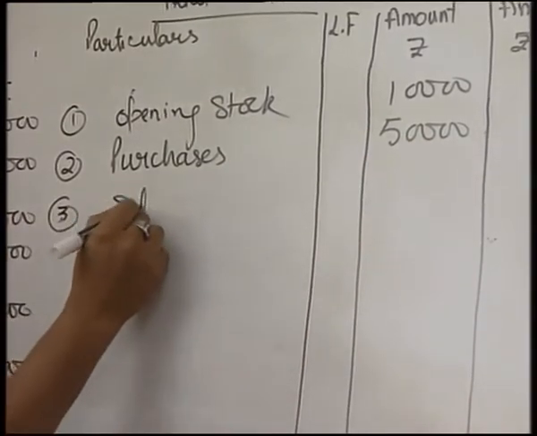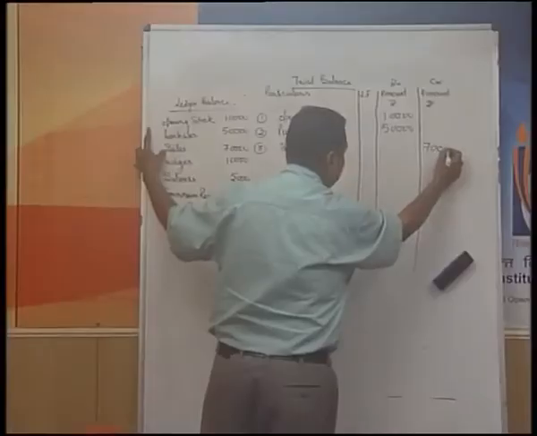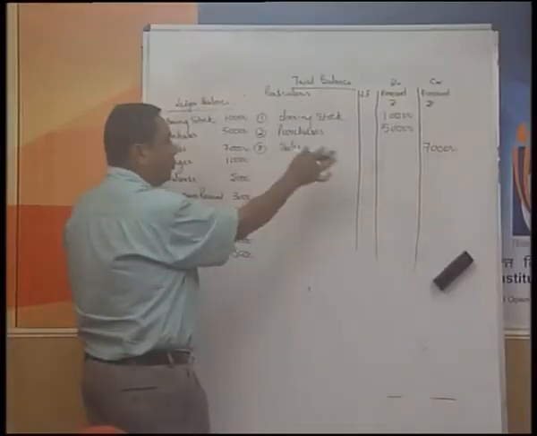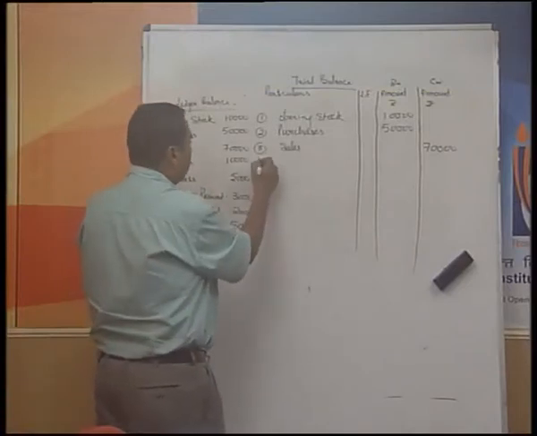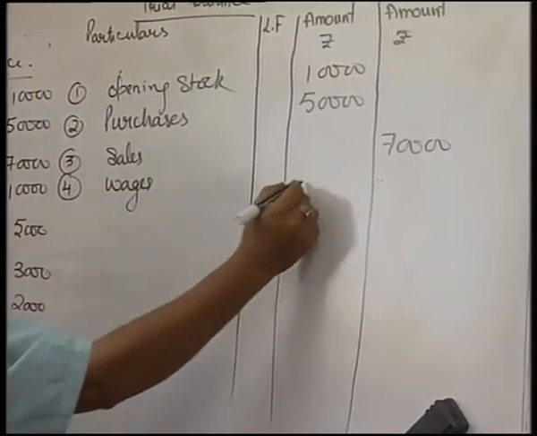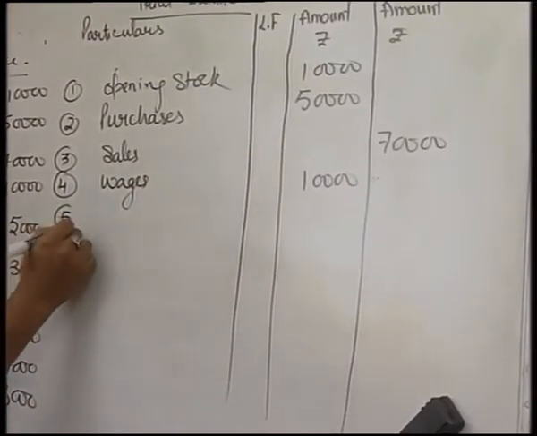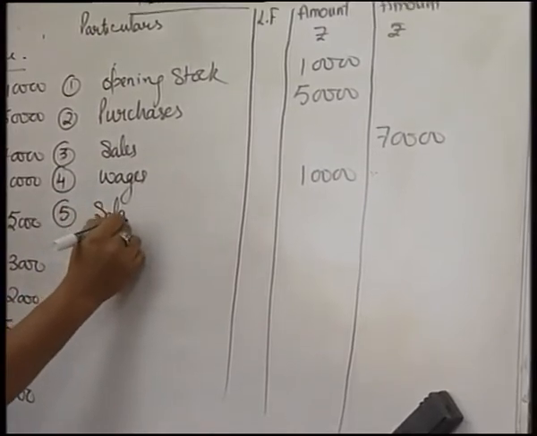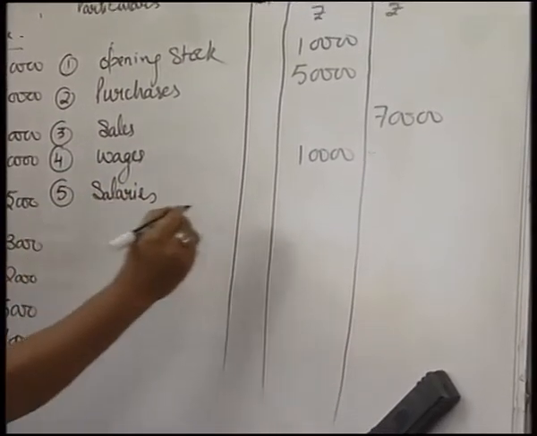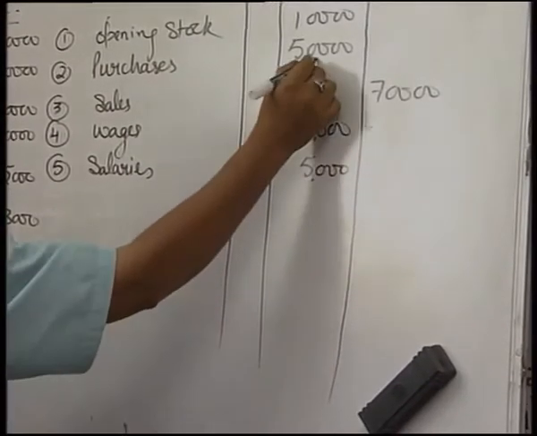Now, we have got sales. As I have right now told you, sales will always have a credit balance. So, 70,000 rupees will be shown on the credit side. Then we are having wages. Wages are going to have the debit balances. Now, fifth item is salaries. This is 5,000. So, it will also be debited.